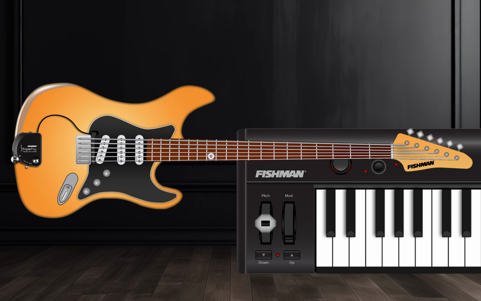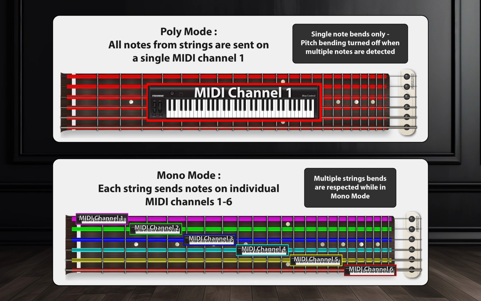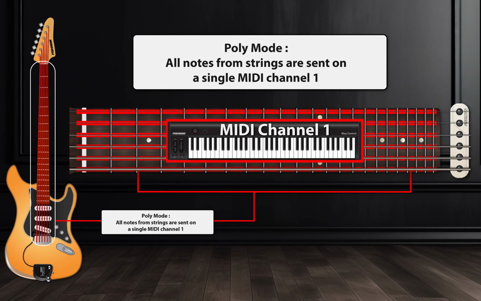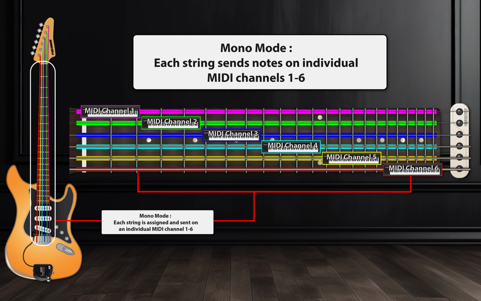The TriplePlay controller solves this issue by sending the pitch bend data over two optional MIDI channel modes called poly mode and mono mode. Poly mode sends notes and pitch bends over a single MIDI channel 1, for all strings played, while mono mode sends notes and pitch bends over multiple MIDI channels, each string assigned to a different MIDI channel, MIDI channels 1 through 6.